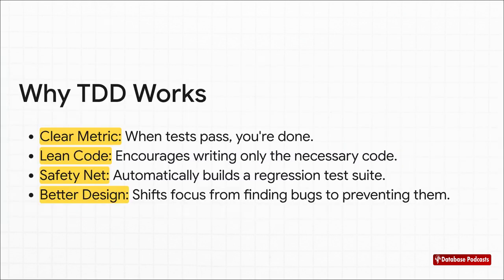So why does this simple little cycle work so well? Well, first off, it gives you an incredibly clear finish line. How do you know when you're done? When all the tests pass. It also forces you to write simpler, leaner code because you're only ever writing just enough to satisfy the next test. And maybe the best part, you automatically build up this amazing safety net of tests. So a year from now, when someone needs to change something, they can run the tests and know instantly if they broke anything. It completely shifts your focus from chasing down bugs to building quality in from the very beginning.